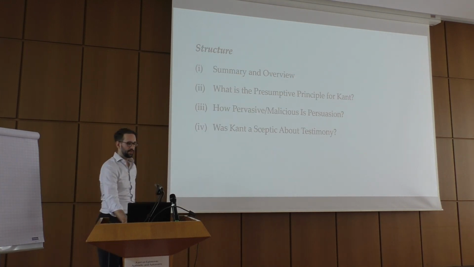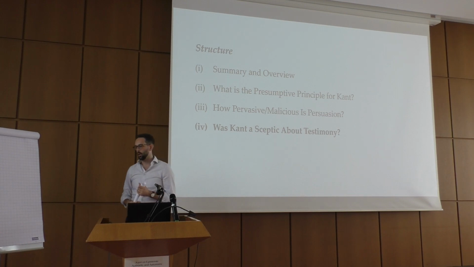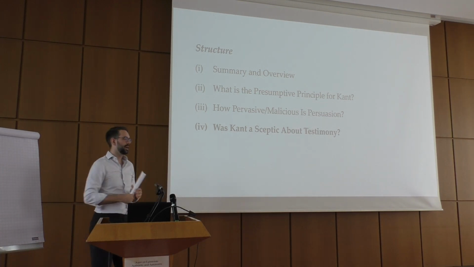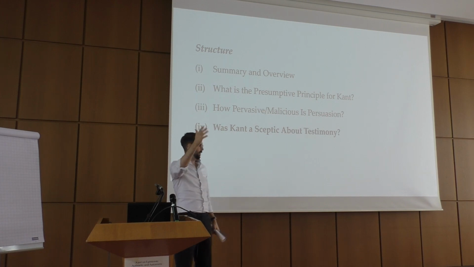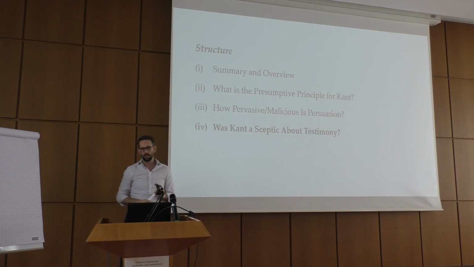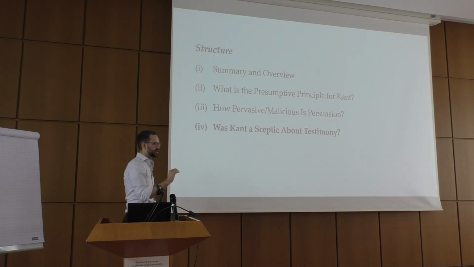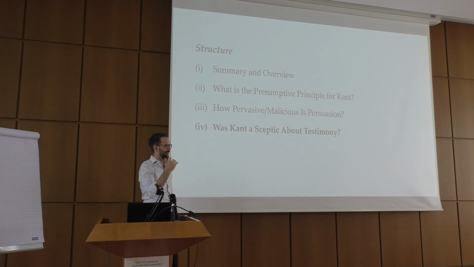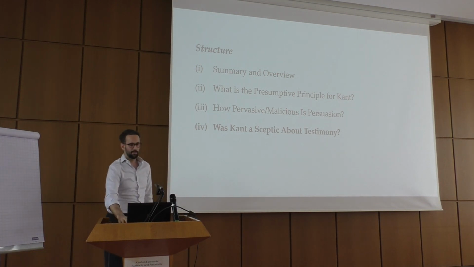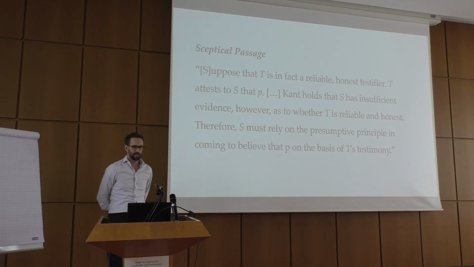Okay, so now I want to get to the third concern, just like, was Kant a skeptic about testimony? And so here, the way you set this up is that, well, he cannot have been an anti-reductionist, given that everything he says undermines the presumptive principle. But especially in the presentation of the fourth challenge, it also sounded as though pervasive persuasion would undermine the reductionist account. So maybe I'm misreading the passage, so that's what I thought would be the skeptical passage.